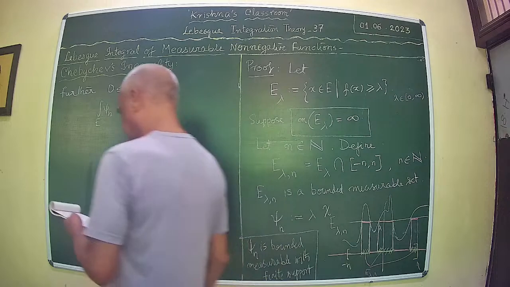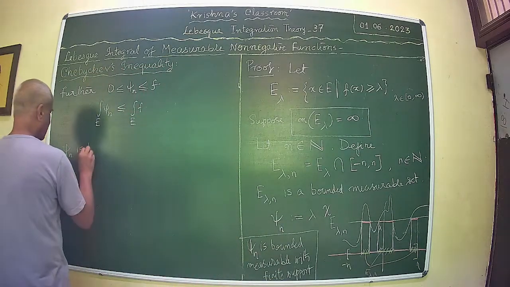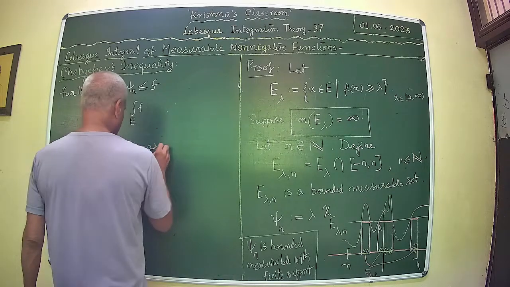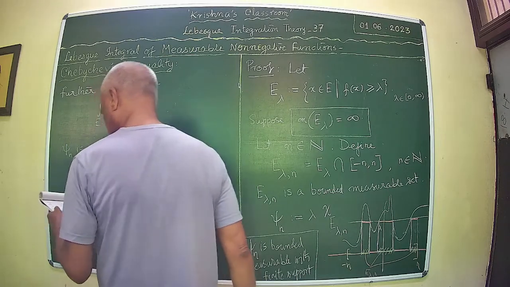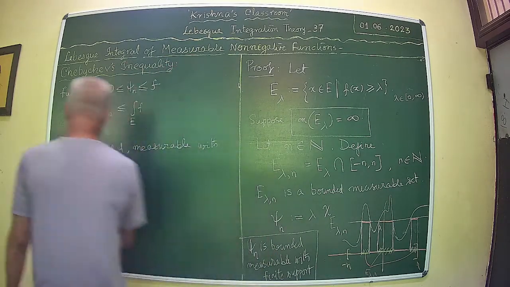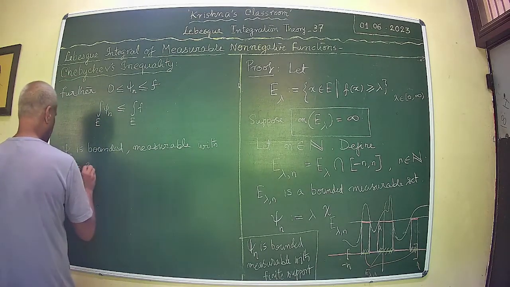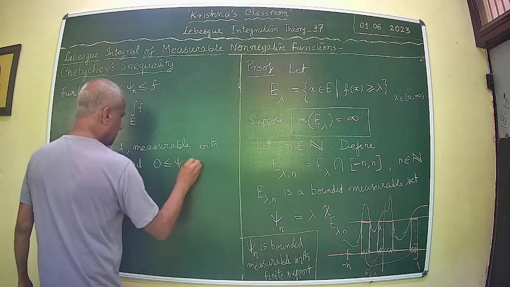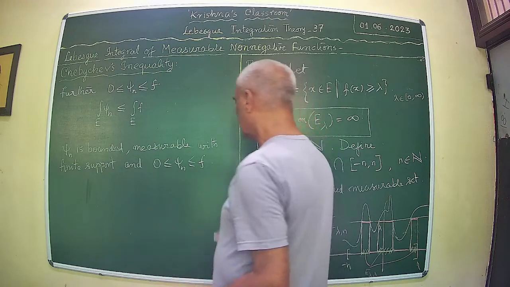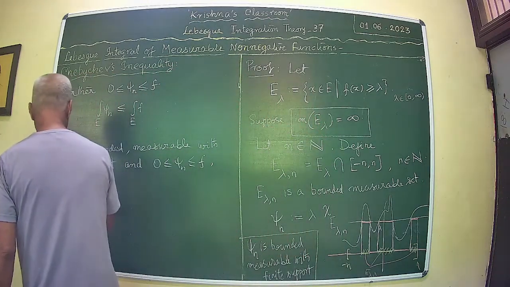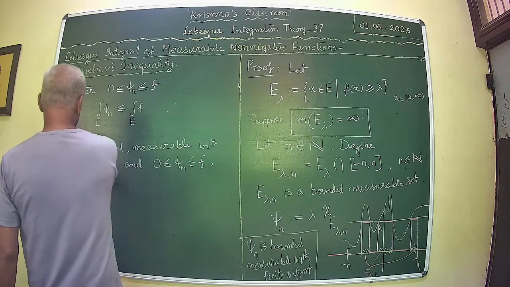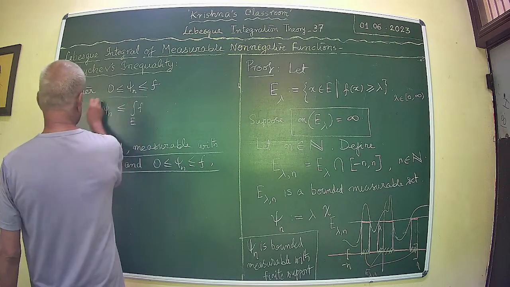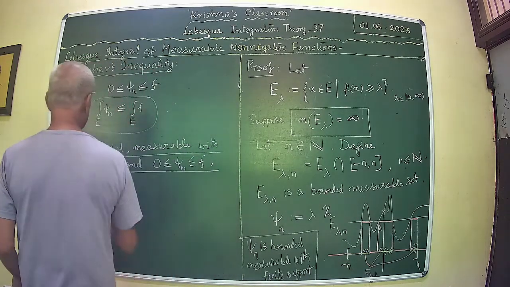Now, let us write down. Note that psi n is bounded, measurable, with finite support, and so this is the property that the function psi n possesses, and this inequality is a consequence. From the definition, this is true.